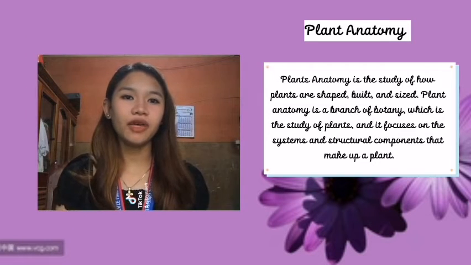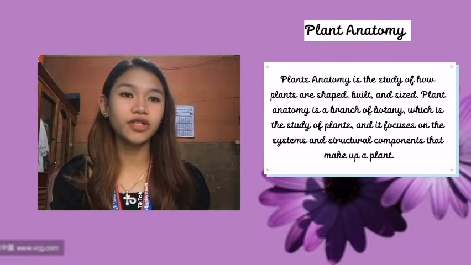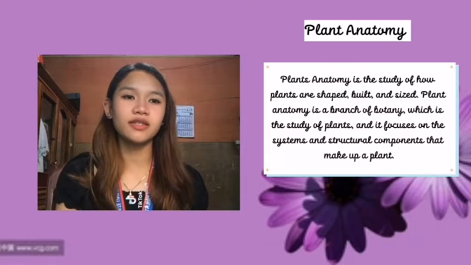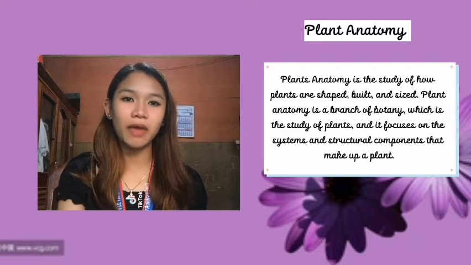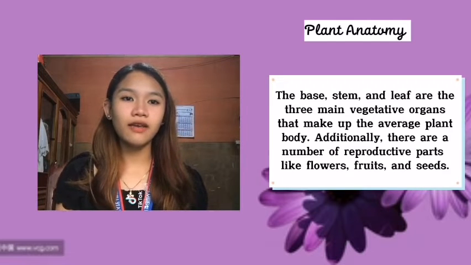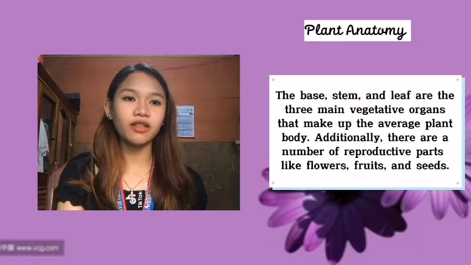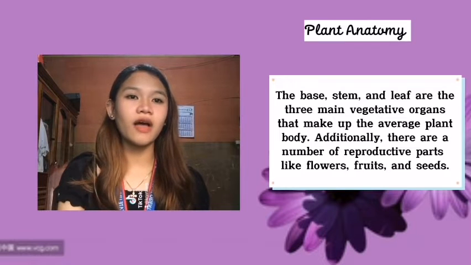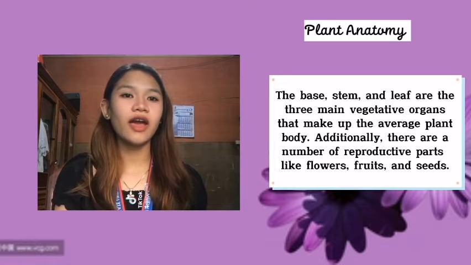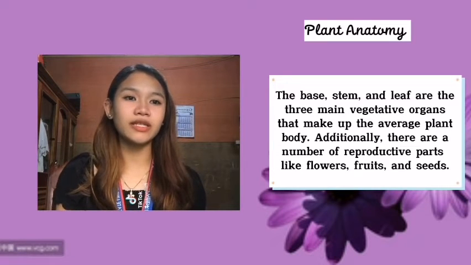Plant anatomy is the study of how plants are shaped, built, and sized. Plant anatomy is a branch of botany, which is the study of plants, and it focuses on the system and structure components that make up a plant. The root, stem, and leaf are the three main vegetative organs that make up the average plant body. Additionally, there are a number of reproductive parts like flowers, fruits, and seeds.